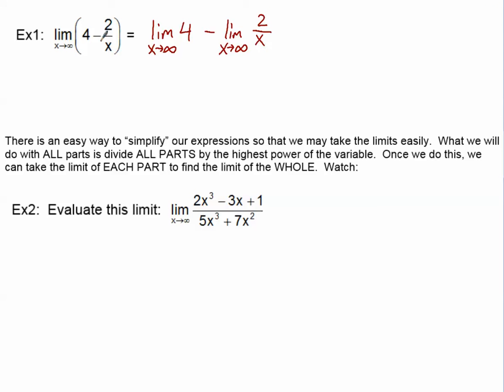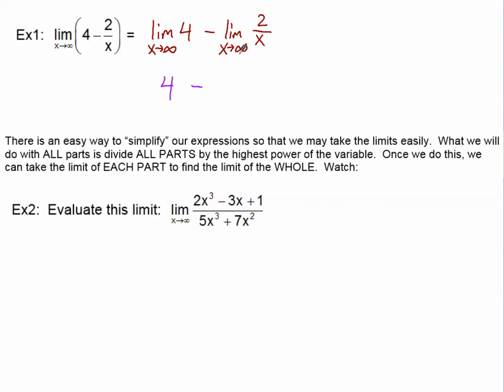Because the limit of a difference is the same thing as the difference of the two limits individually, and since we have them as individual limits, we can go ahead and evaluate them. The limit as x approaches infinity of 4, well, really it doesn't matter what x is approaching because 4 is never going to change. That's just going to be a 4. Of course, we have our minus sign.